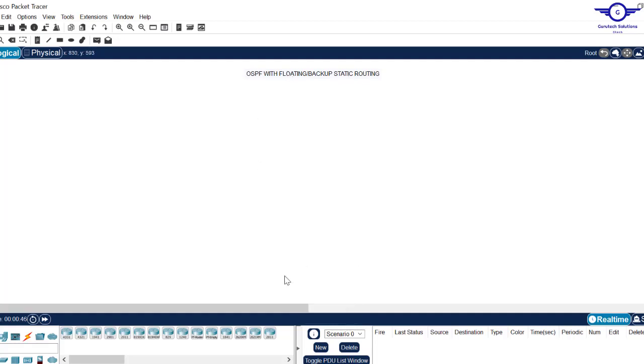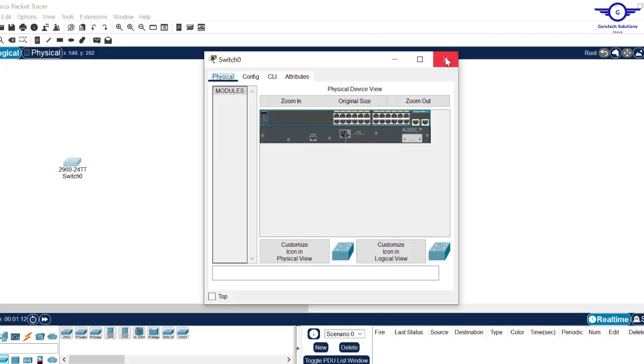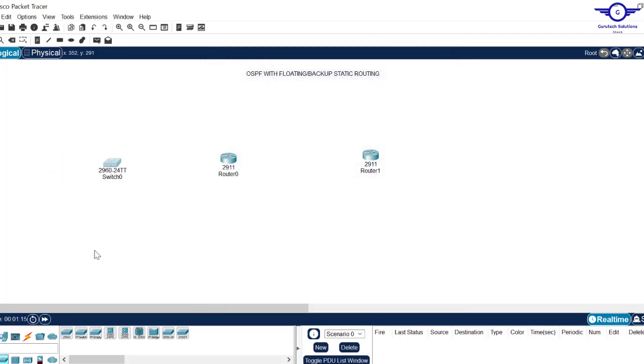So in this video, I just want us to look into OSPF and create a backup of OSPF routing protocol. So whenever OSPF fails, the backup route entry will be used. I just need 2 routers in this case to save time.